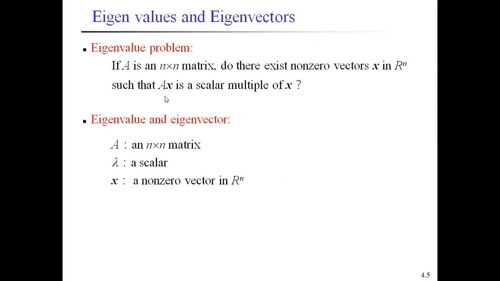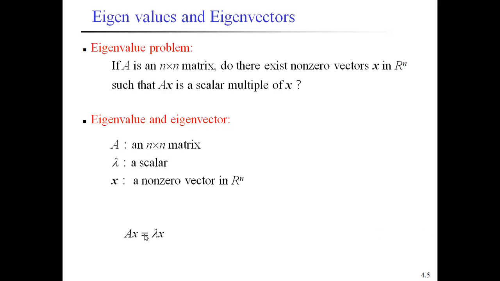Eigenvalue problem. What is the eigenvalue? If A is an n by n matrix, do there exist non-zero vectors x in R to the power of n such that Ax is a scalar multiple of x? That's why eigenvalue and eigenvector can be defined as follows: A is an n by n matrix, lambda is a scalar that is called an eigenvalue, and x is a non-zero vector in R to the power of n that is called an eigenvector.